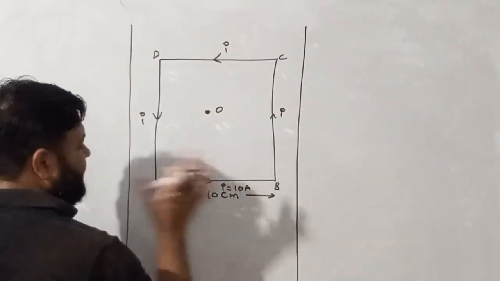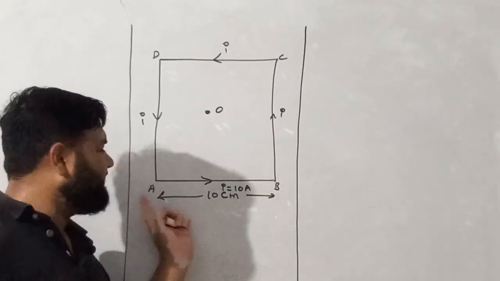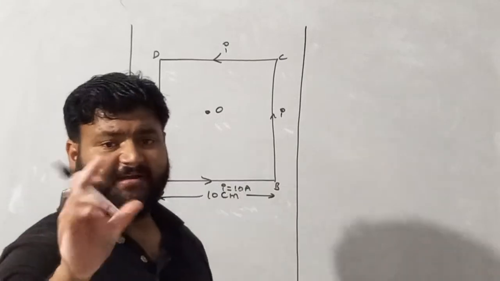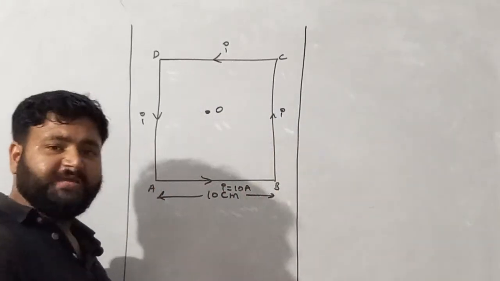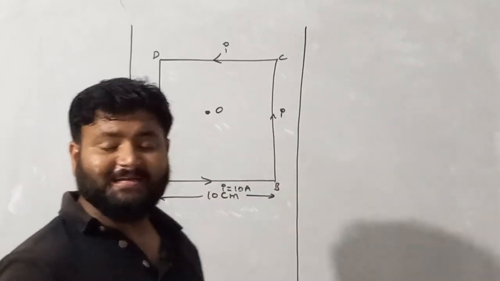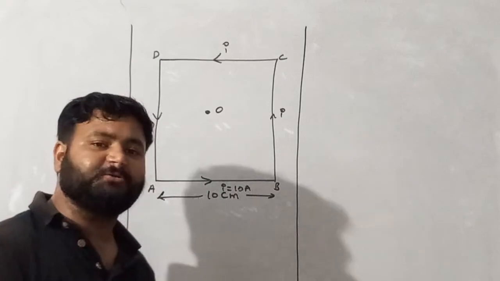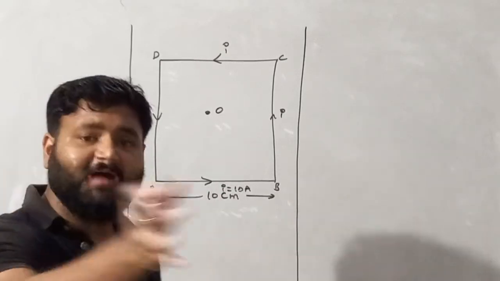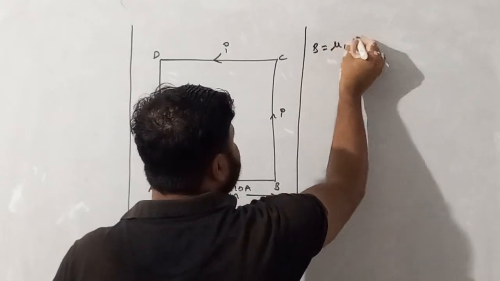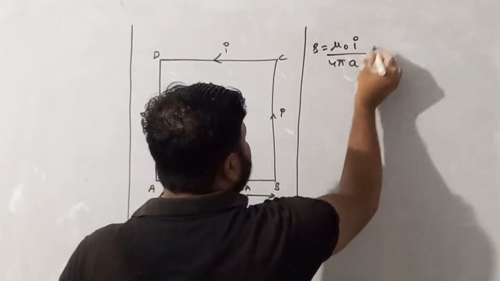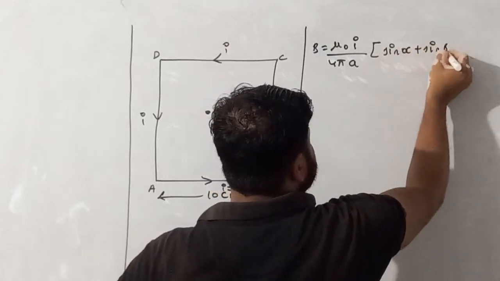Let's take only one side. Now see, the length of the side of the square is given, and this square is made up of wire. So this wire is considered to be a finite length wire. And we all are aware of the magnetic field due to a finite length wire, it is mu naught I by 4 pi a into sin alpha plus sin beta.